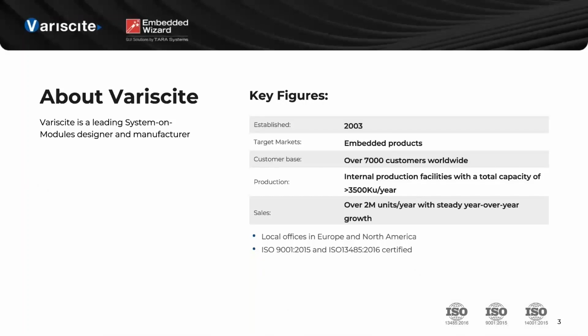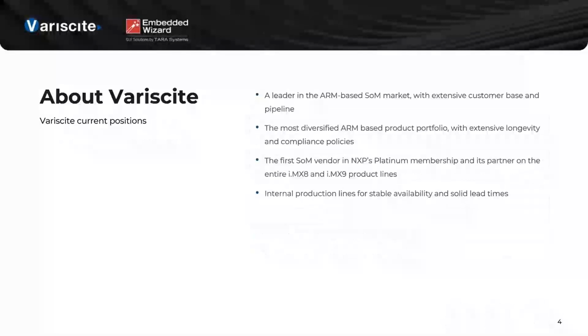Variscite is a leading system and module designer and manufacturer since 2003. We are in the market of embedded products. We have over 7,000 customers worldwide with a production capability of more than 3,500 kilo units per year. We sell more than 2 million units every year, and we keep growing year over year. The local offices are in Europe and North America. We are compliant with the ISO standards, and we have the related certifications.